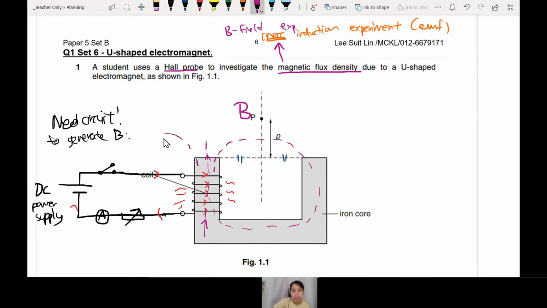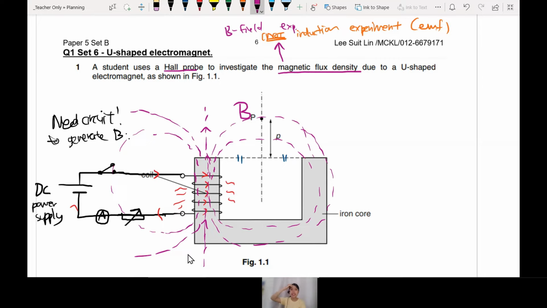You don't need to draw this in the experiment, but I'm just showing you how the full solenoid field actually looks like. It's like this. And the iron core will help to guide and strengthen all these flux lines so that it is measurable at B. It's quite strong at B. Okay, something like that. I think this is pretty good.